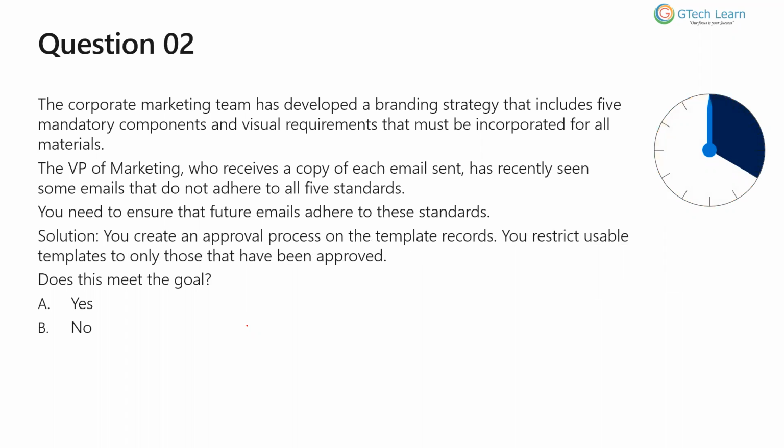In this question, the solution is that you create an approval process on the template records. That means every time a person creates a template, you create an approval process to make that template live, so that you restrict usable templates to only those that have been approved. So only the approved template can be used in the real marketing journeys. Is this going to meet your solution? What are your answers, guys? Please confirm. Let me start the timer now.